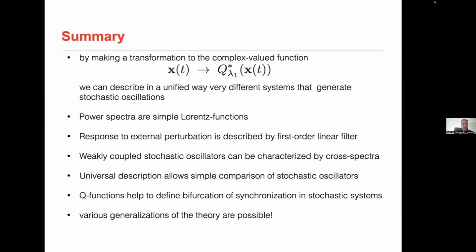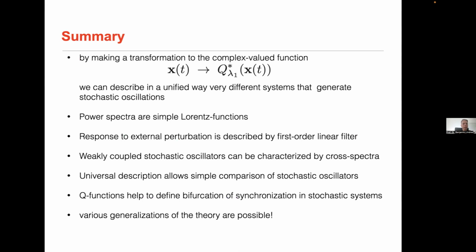More examples you can find in the paper. So I think my time is up. Let me summarize what I told you, in particular in the second part. The first part was about the stochastic phase, but then I tried to convince you that it may be more meaningful to make a transformation to a complex pointer, this Q lambda 1 function. And if we do so, then we get very simple power spectra.